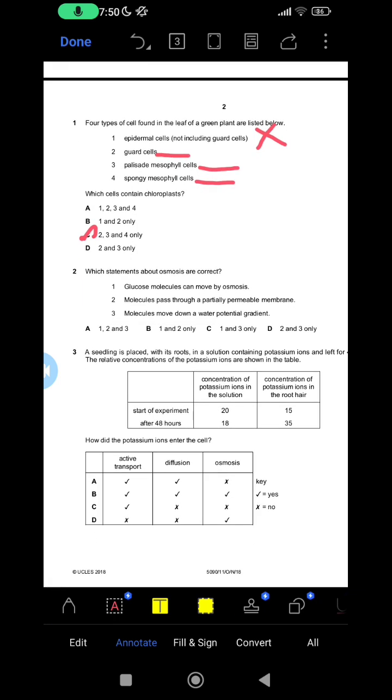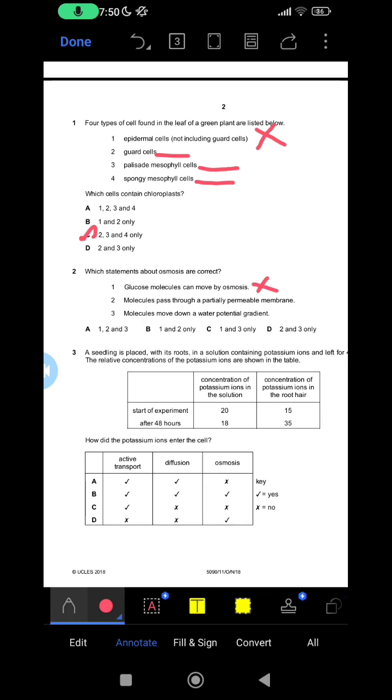Which statement about osmosis is correct? Glucose molecules can move by osmosis. Now we know that osmosis is only for water, so this is incorrect. Molecules pass through a partially permeable membrane. Yes, this is correct. And finally, molecules move down a water potential gradient. This is also correct. So the answer will be 2 and 3, which is D part.